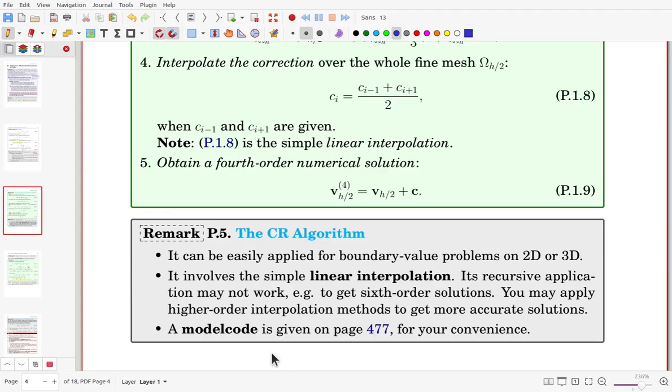It can be easily applied for boundary value problems on 2D or 3D. The method involves the simple linear interpolation. Its recursive application may not work to get, for example, the sixth order solutions. You may apply some higher order interpolation method to get more accurate solutions. For the project, a model code is given from page 477. We'll see it.